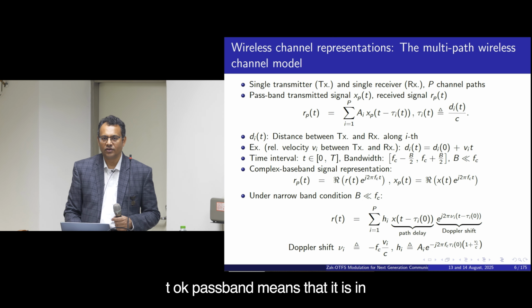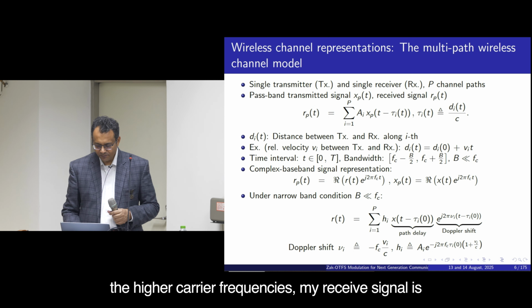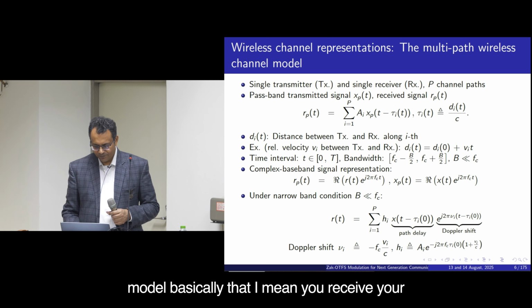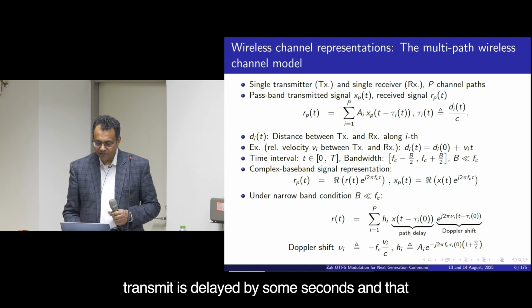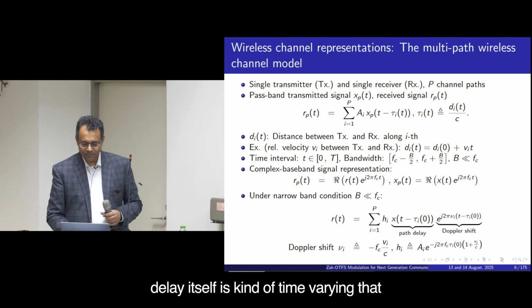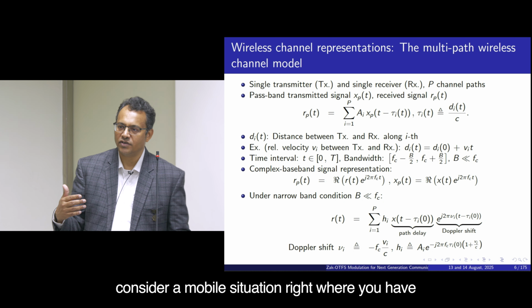What I'll be assuming is that if this is my passband signal x_p(t), where passband means that it's in the higher carrier frequencies, and my received signal is r_p(t), then this is the channel model: your received signal is a sum of what you receive along these capital P paths. Along the ith path, the signal you transmit is delayed by some seconds, and that delay itself is time varying. That's why I've shown it as a function of t, and that will happen when you consider a mobile situation, right?